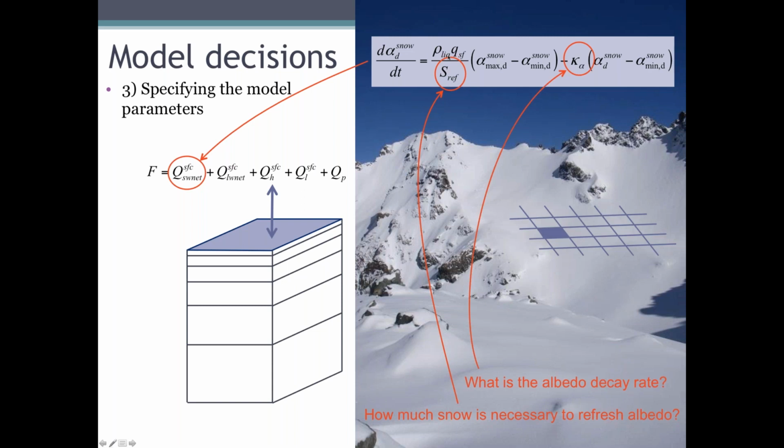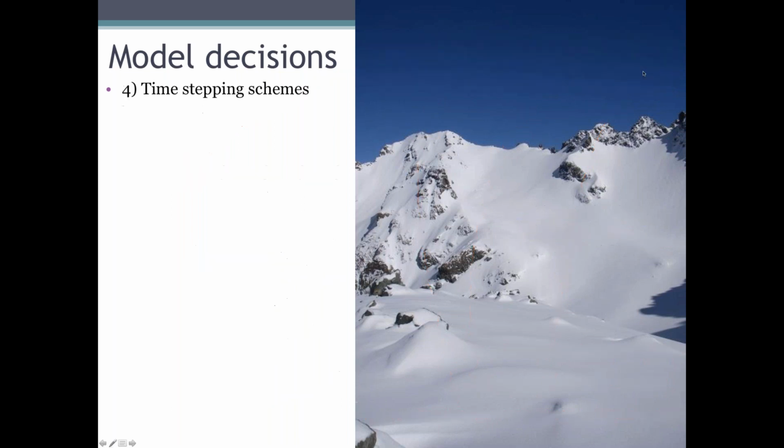Once you have new snowfall, how quickly does it decay to a lower albedo? What's your albedo decay rate? And then what is the minimum albedo that your snow can go to? Does it decay all the way down to a very low albedo so it looks quite dark? Do you think there's dust in it that goes quite dark? Do you think it's still fairly bright? How do you come up with these parameters in your model?